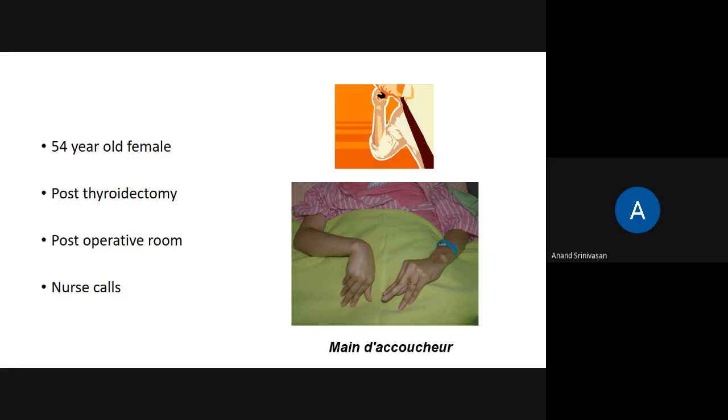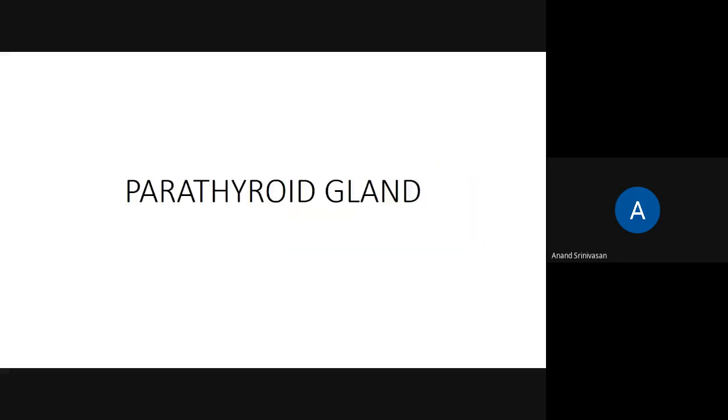So why did this come? Why did tetany come in a person with post-thyroidectomy? Is it because of the thyroid? It is because of the accidental removal of the parathyroid gland along with the thyroid gland. When removing the thyroid gland, you need to prevent as much as possible the removal of the parathyroid gland.